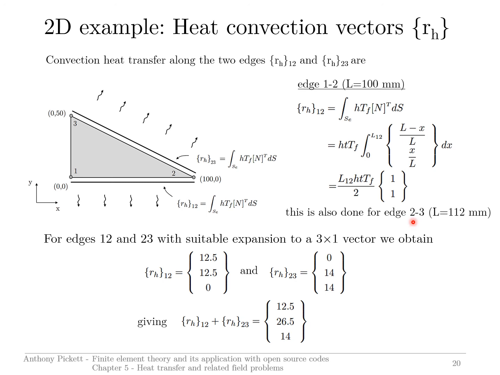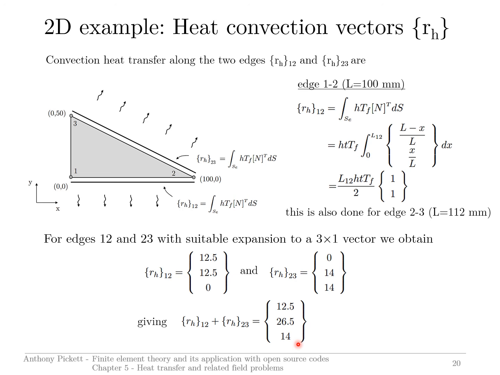Similar thing is done for edge 2 and 3, giving us convection quantities at nodes 2 and 3, given here. And these two can also be added together to give us a total heat convection vector for the complete problem.